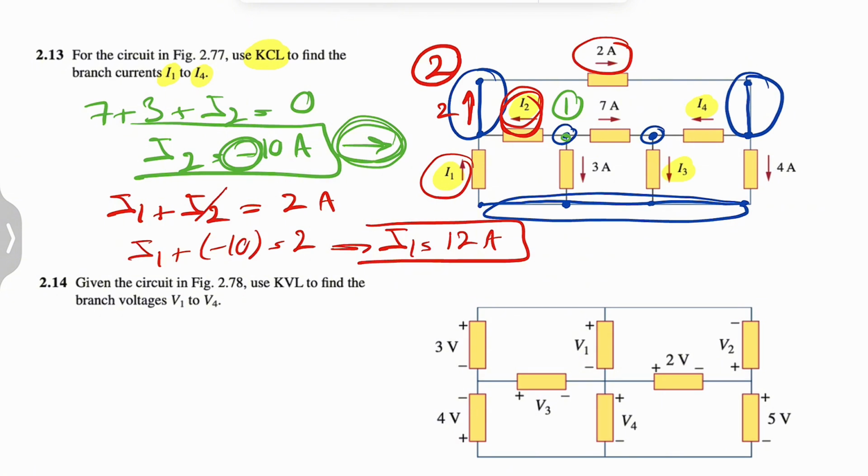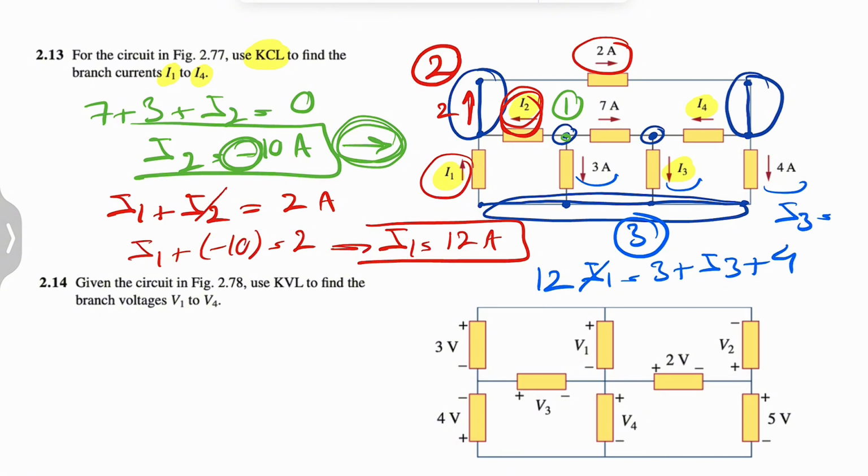We found I1 and I2, and now we have to figure out I3. For that, we can move on to this node. I'm just going to call it node 3. Looking at that node, we can see that 3, I3, and 4 are entering, and it's exiting with I1. So I1 is equal to 3 plus I3 plus 4. We figured I1 is 12, so I3 would be 12 minus 7. So I3 is 5 amp, no negative sign. That's the correct direction for I3.